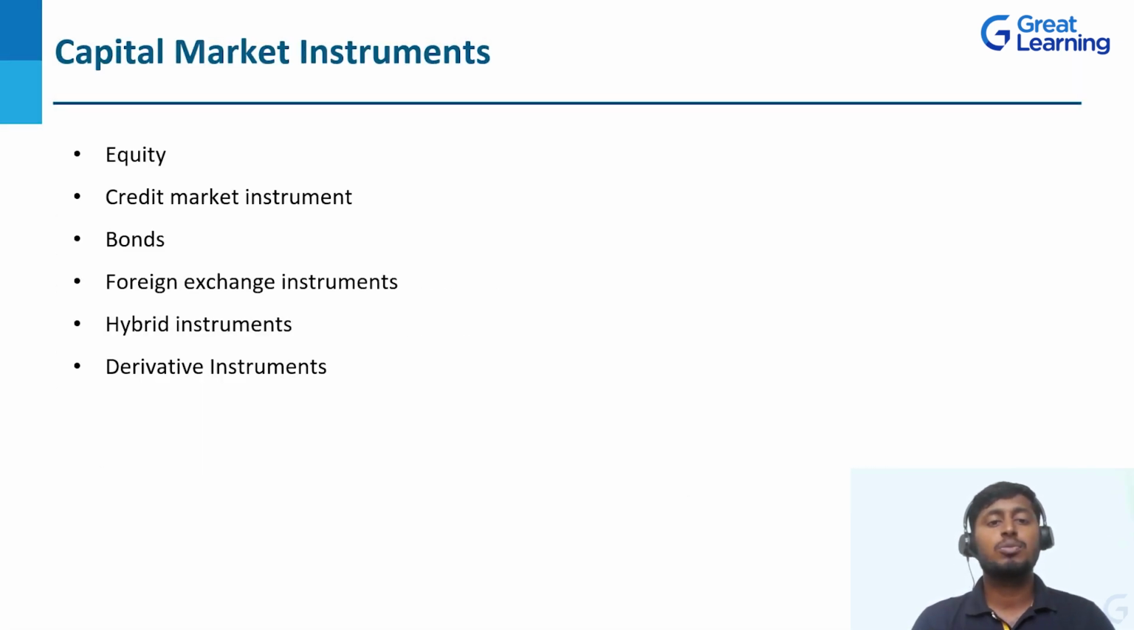Capital market instruments. These are a few capital market instruments that will be traded in the capital market. First one, equity. Second one, credit market instruments. Third one, bonds. Fourth one, foreign exchange instruments. Fifth one, hybrid instruments or hybrid finance. And the last one, derivative instruments. So we'll go one by one.